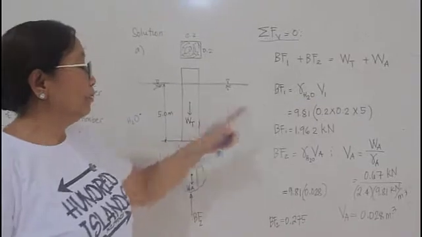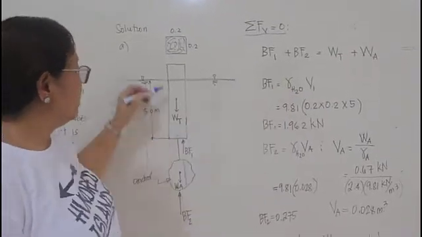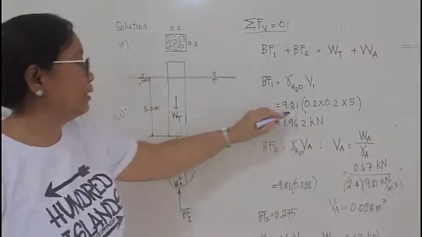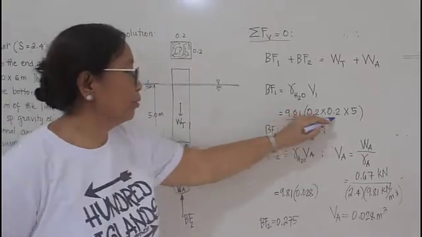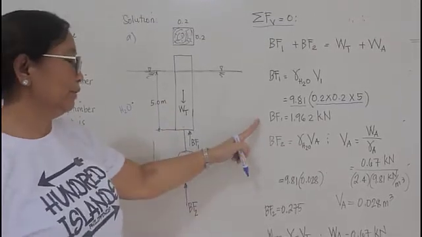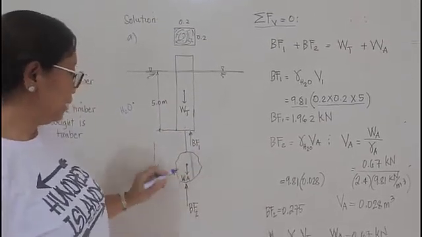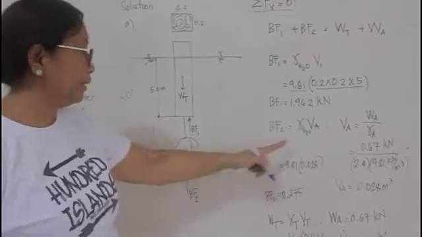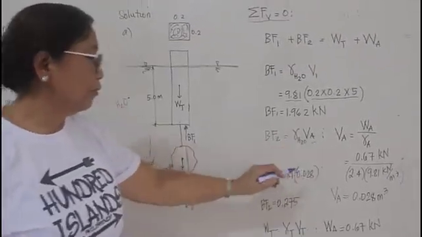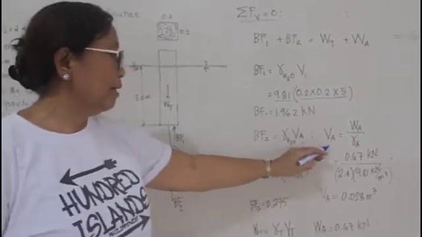Ano ba yung displace nito ang timber na ito? So, yung volume na yun. Tubig, yung displace niya sa tubig, tsaka yung volume na displace ng lumubog na timber. So, yun yun. Yung BF2, okay, ano ba yung displace niya? Tubig din. Ano yung volume nun? Okay? Yun ang volume ng anchor. And how do we get the volume of the anchor?